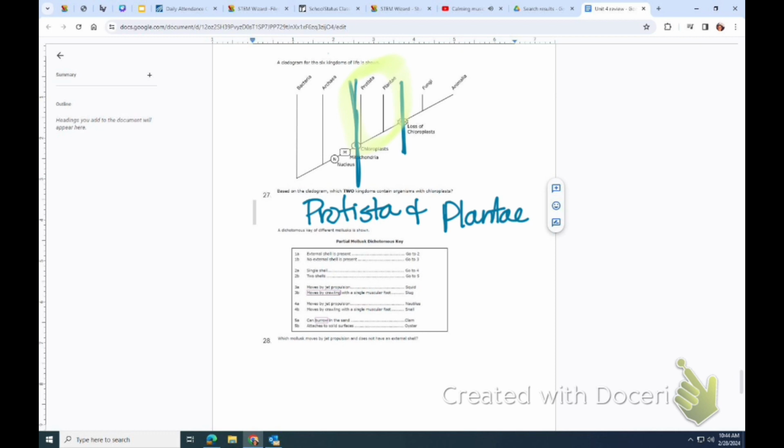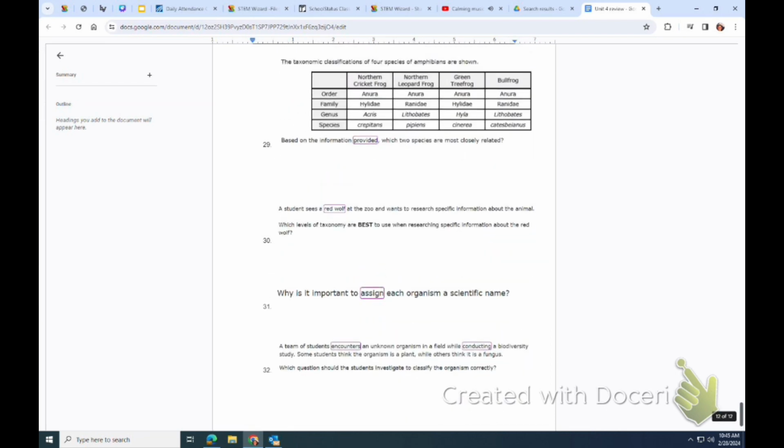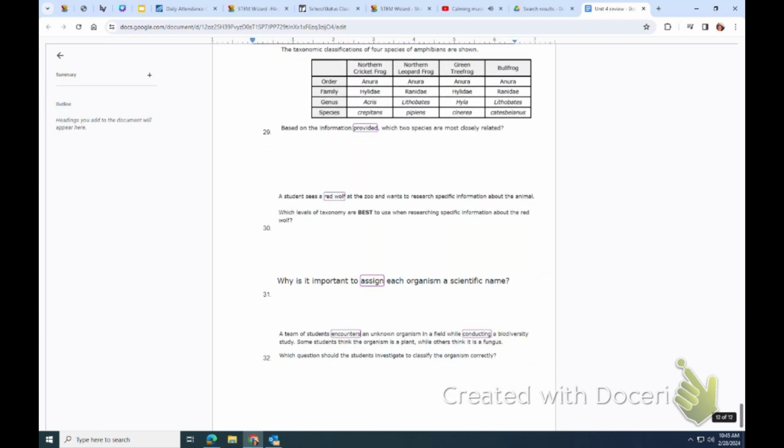Number 28, we've got a dichotomous key. And it wants to know which mollusk moves by jet propulsion and does not have an external shell. Look at it real quick, see if you can figure it out. Squid. We had two that answered at the same time. And then we're on our last page, y'all. There's actually 33 questions on the test. One is on the test, but not on the review.